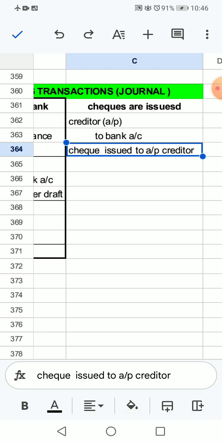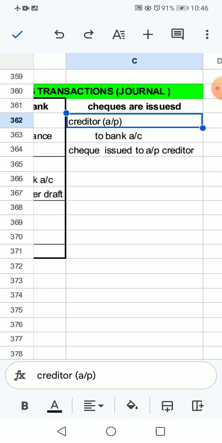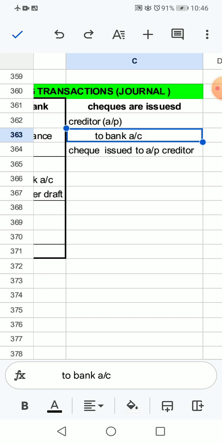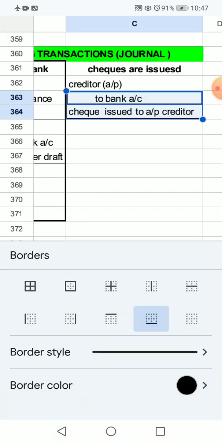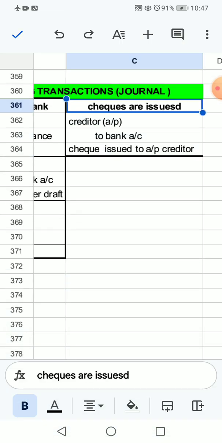It was your responsibility, it was your liability to pay the amount. When you have issued that check, your liability has been decreased. Decrease in liability should be debited. That is why you have written creditor on the debit side. And since your creditor will withdraw the amount from your bank account, the amount present in your bank account will be decreased. Bank account is your asset, which will be decreased, and hence your bank account would be credited. This is our first entry related to check issued.